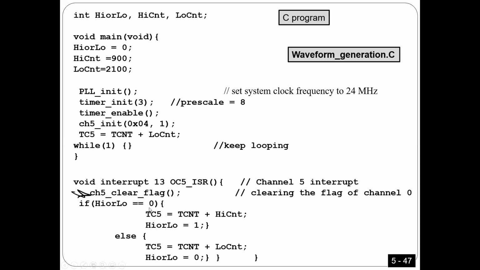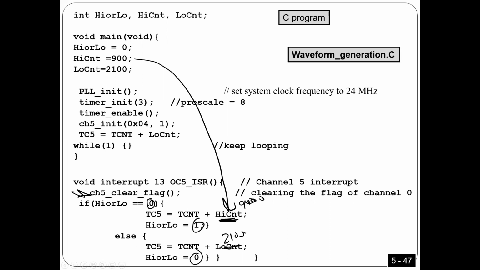Number 2, I have to see if the signal is high or low, using this variable, right? If this variable is zero, that means I'm going to add the high count, which is 900, right? So I'm going to add 900 if it is 0. However, if it is 1, I'm going to add 2100, as you see here. And if it is 0, I'm going to make it 1. If it is 1, I'm going to make it 0.